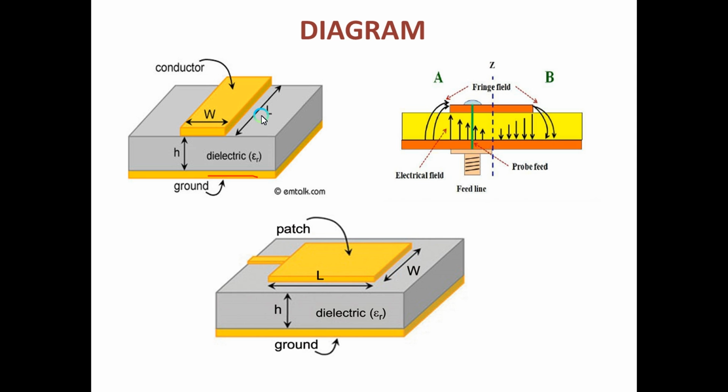The width of the strip is much smaller than the wavelength. The width of the microstrip transmission line is very small compared to the wavelength, and the thickness T of the copper transmission line is also very small. So it is called a microstrip transmission line. It is called that because the transmission line has a very small thickness, in terms of microns.